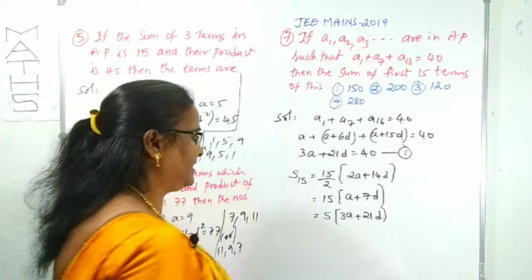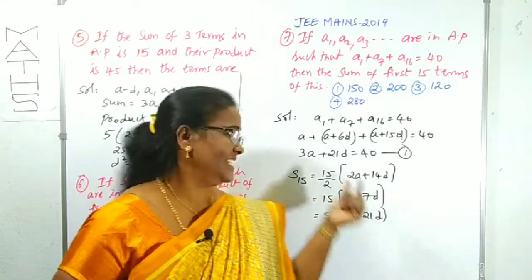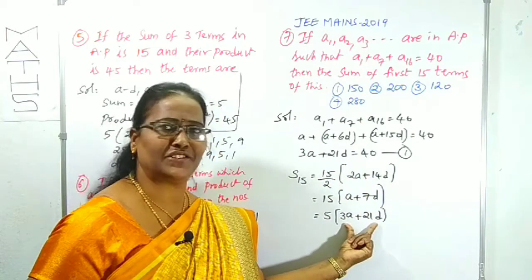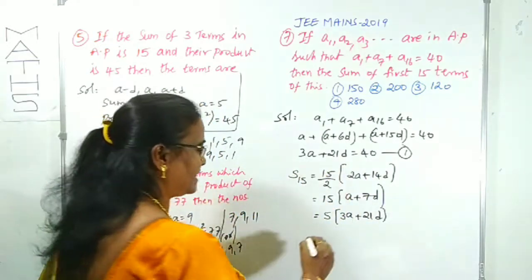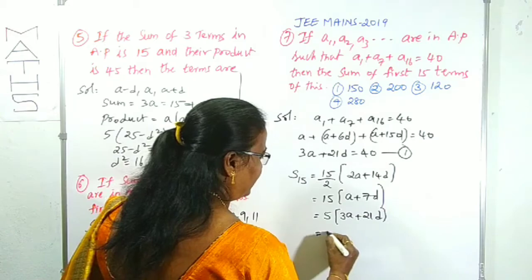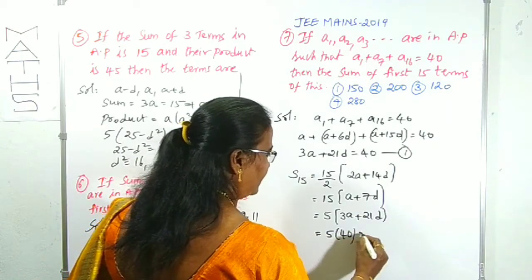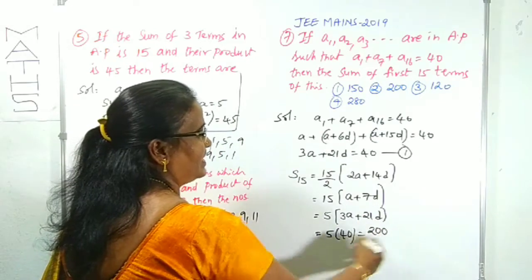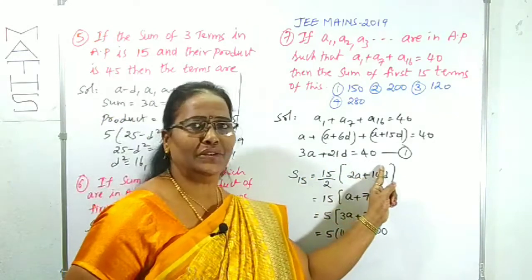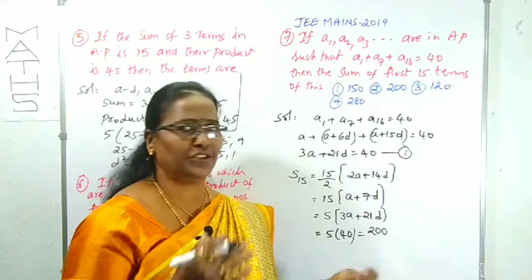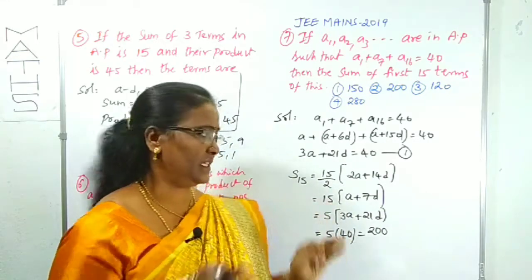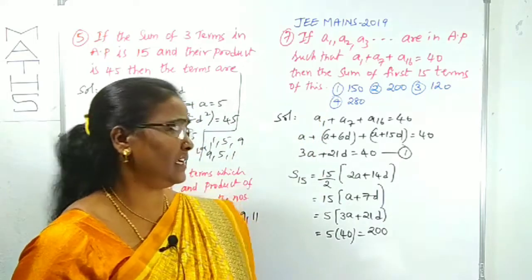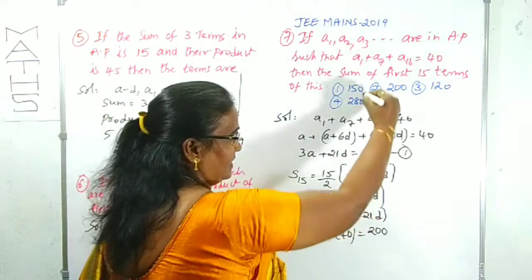Right? Shall I use this result now? The result 3a plus 21d is 40. In place of 3a plus 21d, I am taking 40. That is 5 into 40, which is clearly 200. Right? That's it. So we can convert into the given result. We have no need to find the a, d values separately. We can just use it as it is here. So which option is correct? I have given the options also. That is clearly the second option.